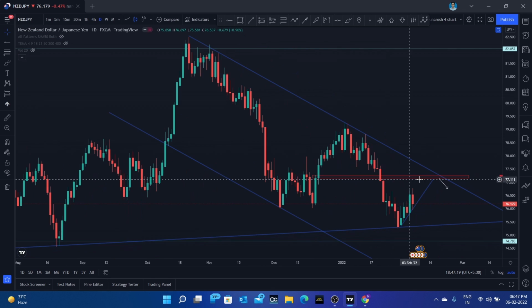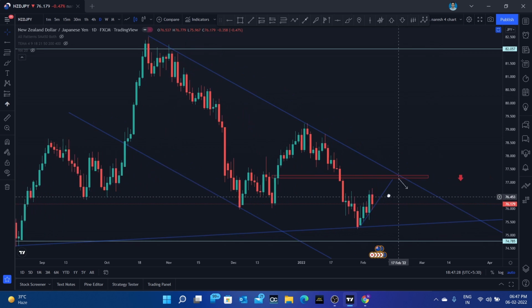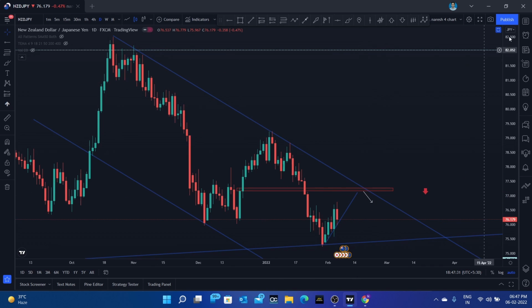We are having a major support resistance zone here. If it is respecting the resistance zone, it is also near the trend line as well. So if it is respecting this resistance zone and if it is dropping down, you can go for short entries in NZDJPY, guys.